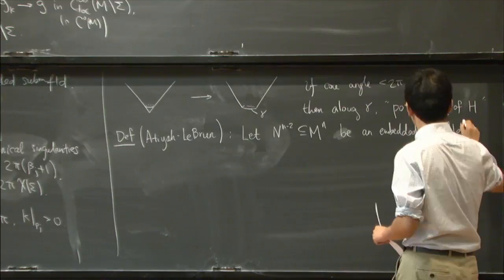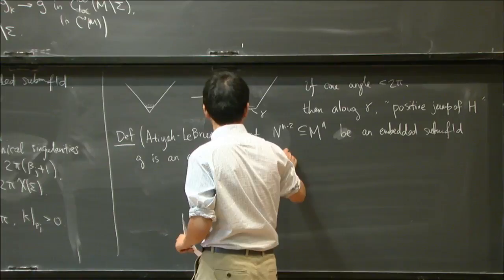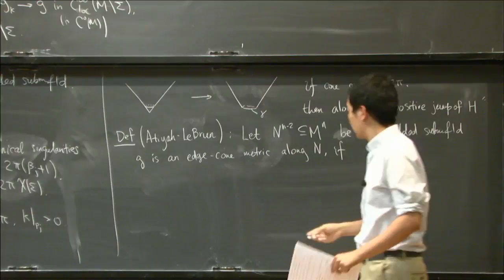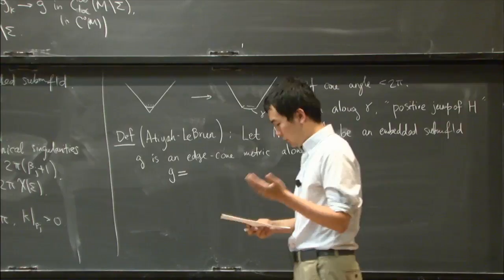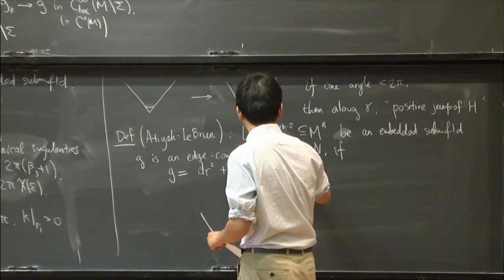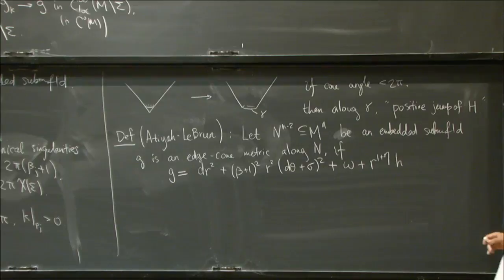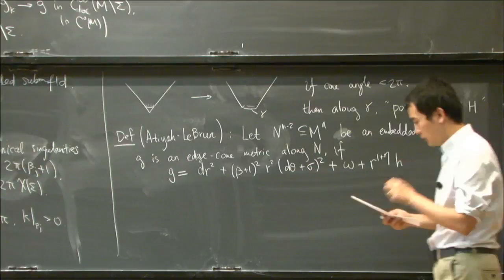Then we call G an edge cone metric along N if the following is true, namely you can use the polar coordinates around N to write locally that G is dr squared plus (beta plus 1) squared r squared d theta times sigma squared plus omega plus r to the 1 plus eta h. It's not a simple formula, but let me just quickly convince you that this is indeed the case.